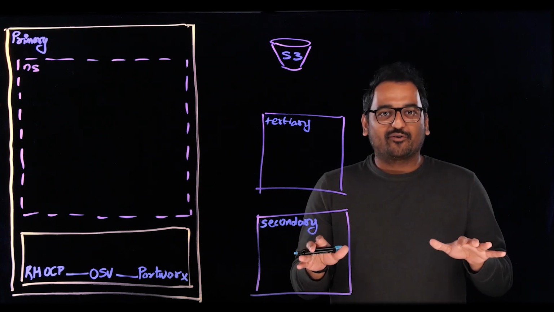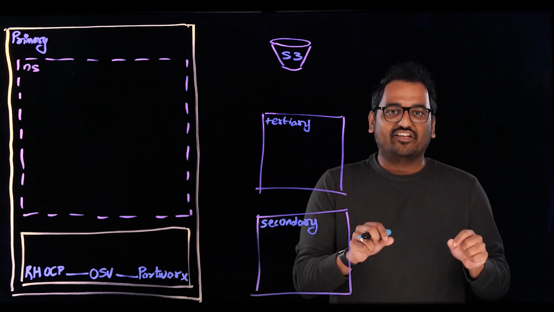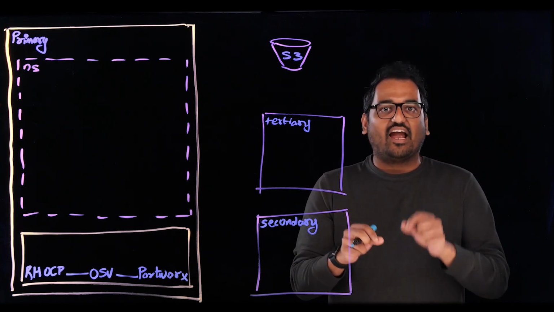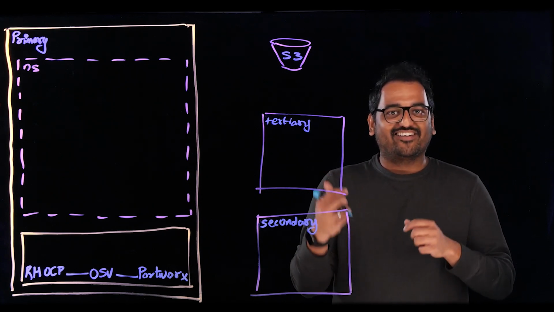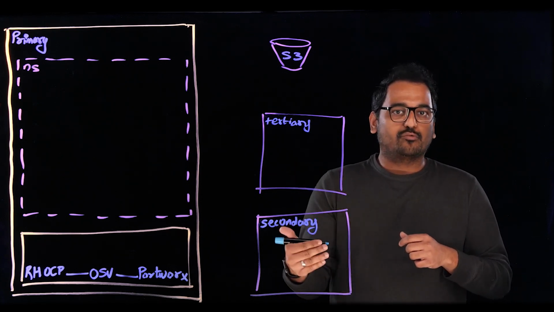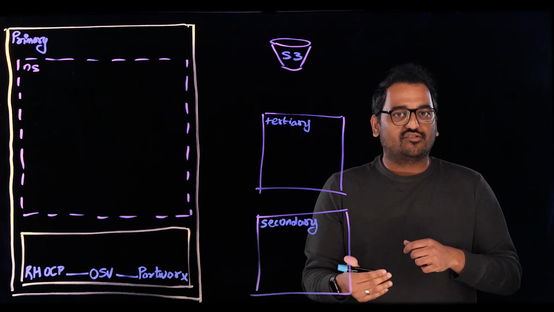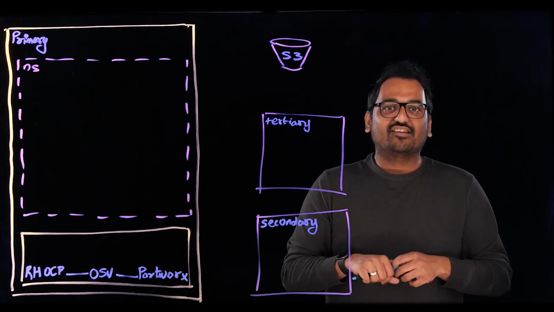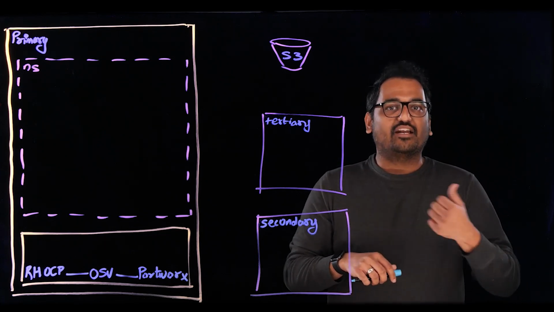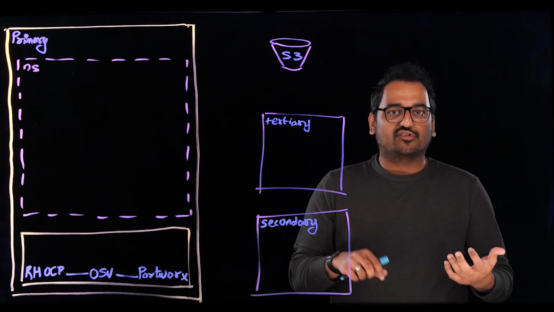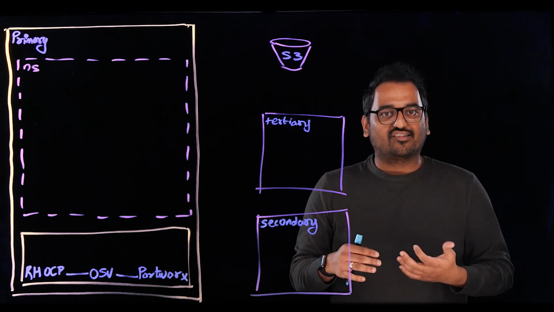In this video, what we are going to talk about is how organizations can run virtual machines and containers side by side on a Red Hat OpenShift cluster that has Portworx and OpenShift Virtualization installed, but how they can still use Portworx to provide data protection and disaster recovery solutions for their VMs and containers running side by side.